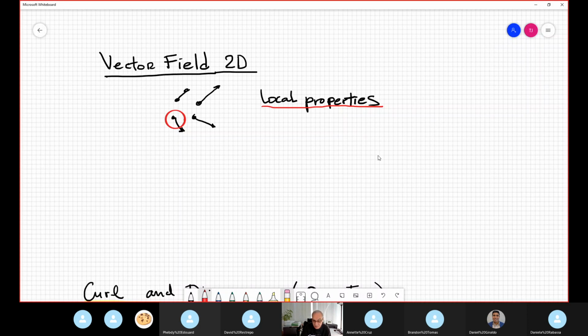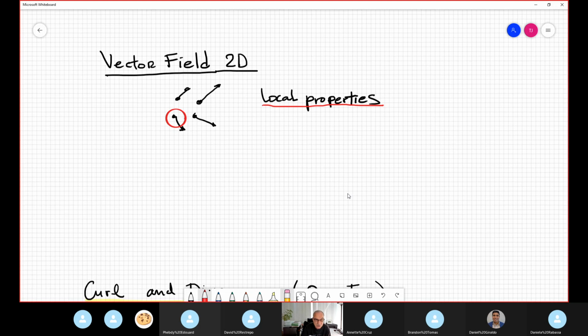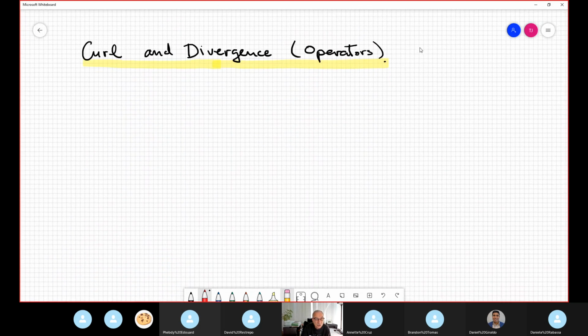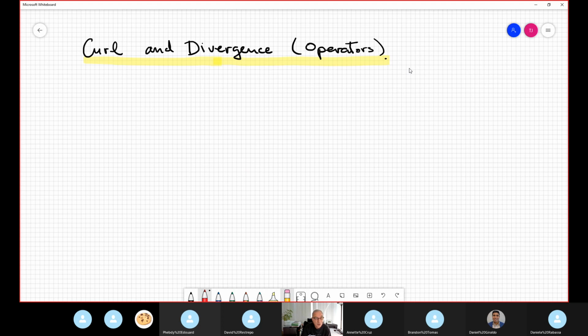What does local property mean? It is the property at one specific point. We mentally draw a small infinitesimal circle, and you study the property for any point separately, right? So to do this job, we study two operators. The names of these operators are curl and divergence.